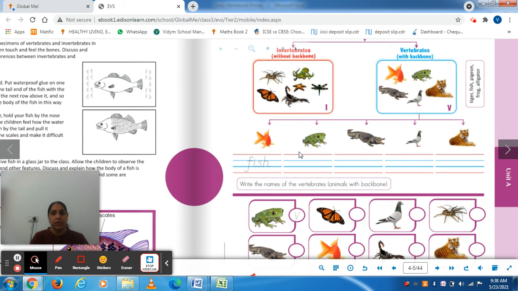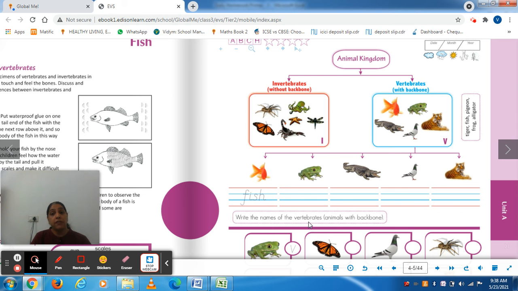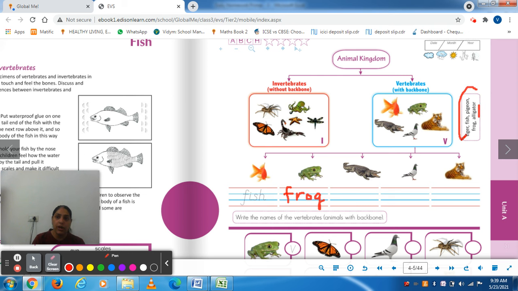Now, what are you going to do? Let's see the above part. Write the names of the vertebrate animals which have their backbones. Vertebrates are the animals which have a backbone, and invertebrates are the animals which are without a backbone. This is a fish. You have to trace this. Next, this is a frog. Next is an alligator. You can see it's written over here. So you write here alligator. Next comes pigeon, and the next is tiger. So these are vertebrate animals which have a backbone.